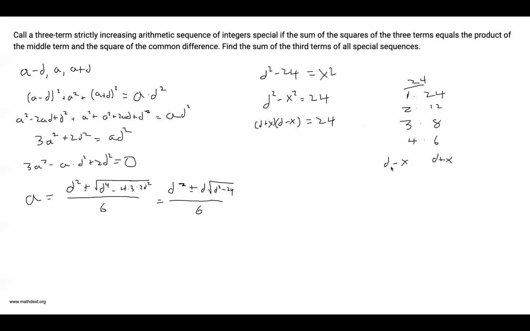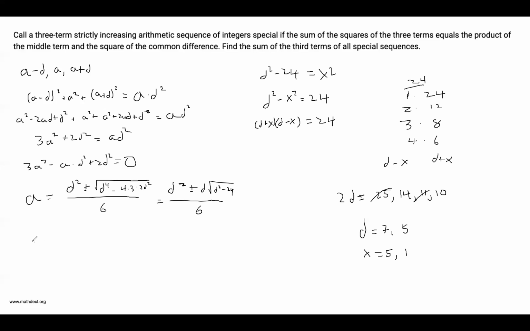What we could do is add these two up, and then we get 2d, right? So 2d could be equal to 1 plus 24, which is 25. It could be 2 plus 12, which is 14. It could be 3 plus 8, which is 11, or it could be 4 plus 6, which is 10. But d is a positive integer, so we can cross out the odd ones and we're left with d being either 7 or 5. In either case, x will be equal to 5 or 1 respectively, right?